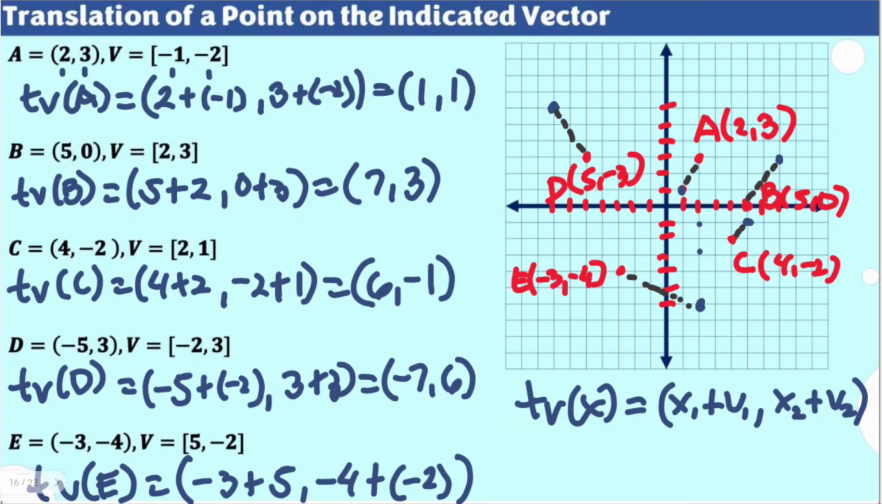Now imagine if we were going to translate lines, and lines consist of points. So basically we have to use the same process, but now intended for a line, which is composed of infinitely many points. We will be discussing that in the next video, so please stay tuned.